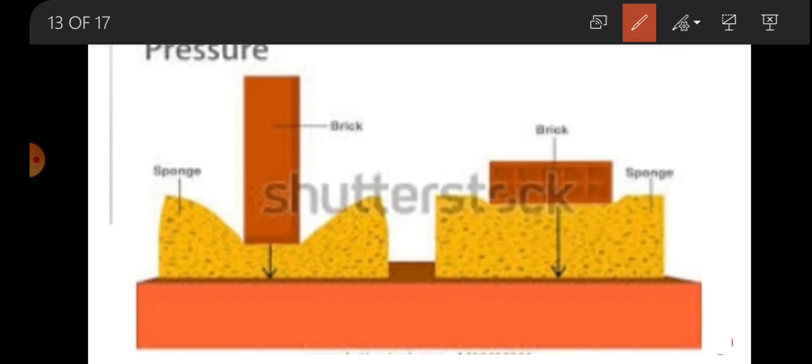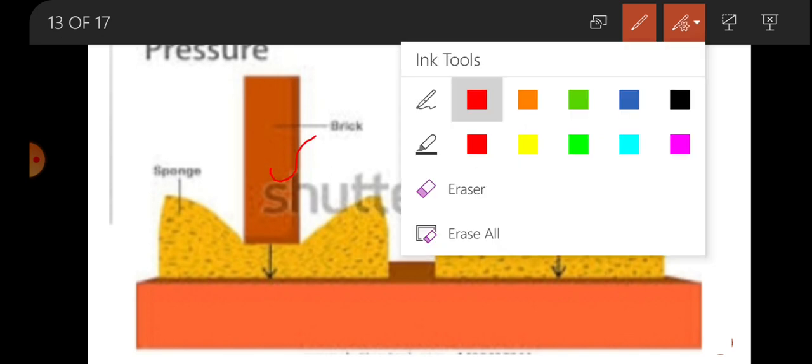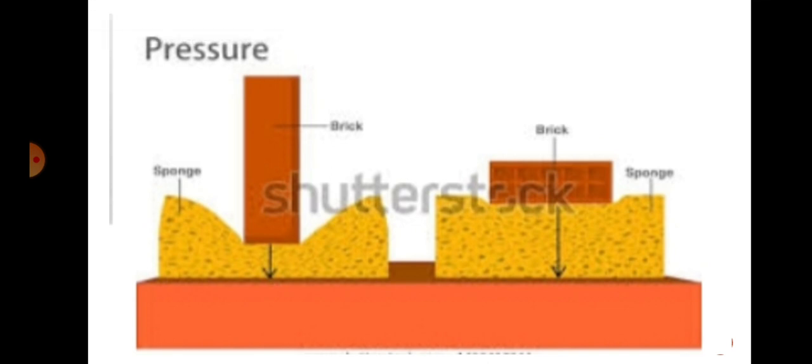So this is how area can affect the pressure, because here the area is greater, therefore pressure will be less, therefore this brick will not go that down as in this particular figure. So now I think the concept of pressure and its dependence on the area is also clear to you.